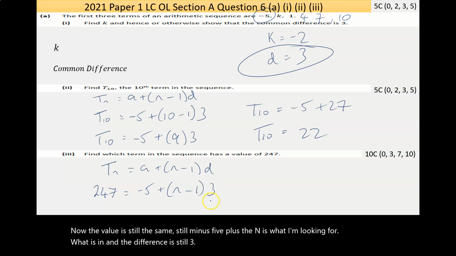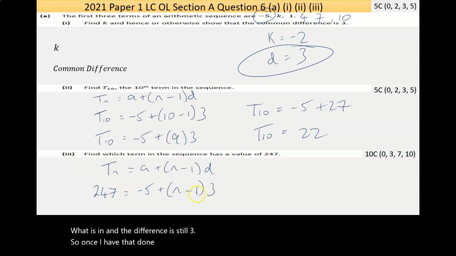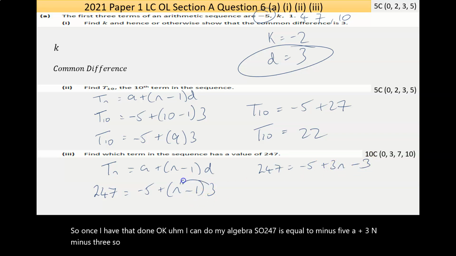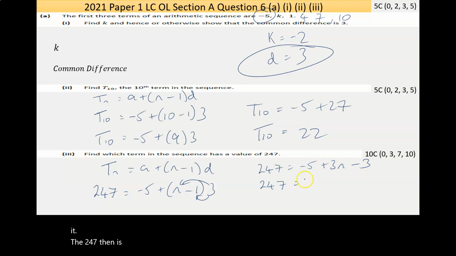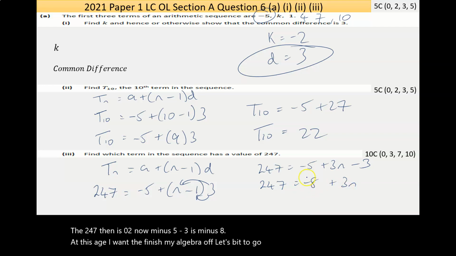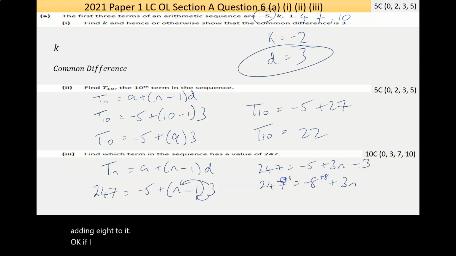So once I have that done, I can do my algebra. So 247 is equal to -5 plus 3n minus 3. I'm basically multiplying the 3 into both terms there, just to simplify it. The 247 then is equal to, now -5 minus 3 is -8. Now at this stage, I want to finish my algebra off. There's a bit to go. I can get rid of this -8 by adding 8 to it. If I do it to one side, I've got to do it to both.